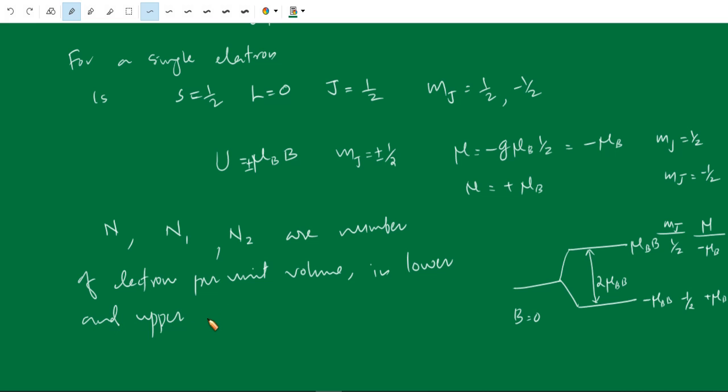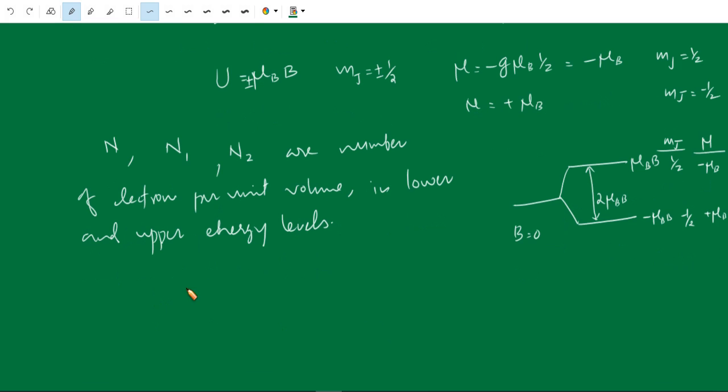Therefore, from the Boltzmann distribution, we can write the probability of the number of particles in the ground level, or the fraction of particles in the lower level, n1 by n, is equal to e raised to minus E divided by kT, divided by e raised to minus E divided by kT.